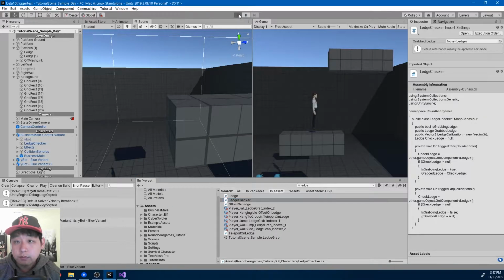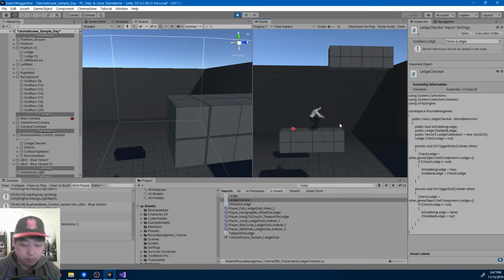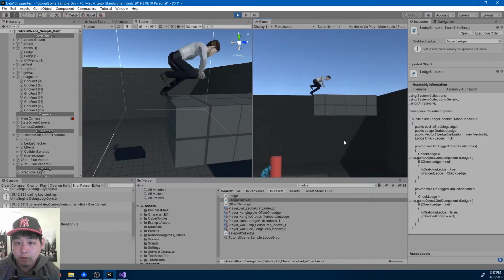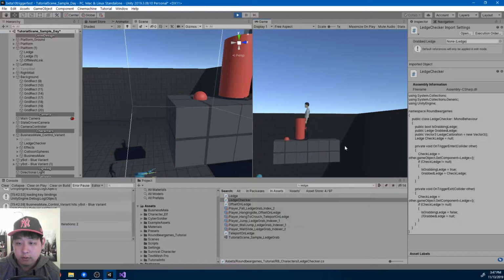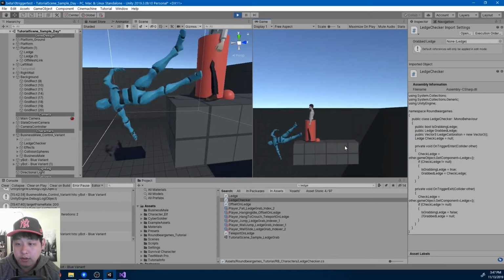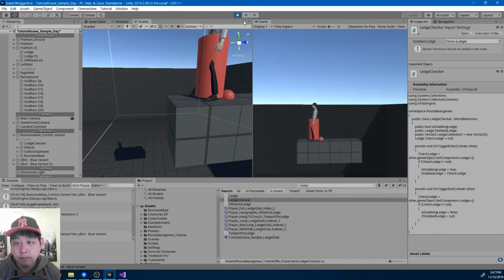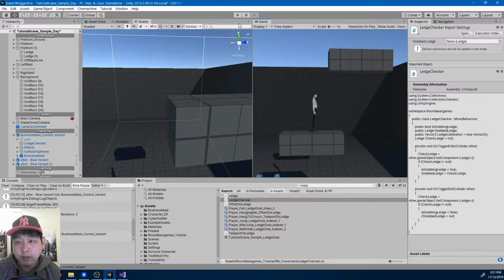So if I play, here is the ledge grab working. The attack register also uses the trigger system. So I'm happy that it's working again.